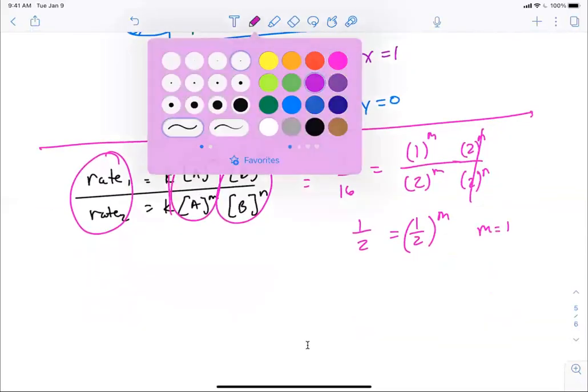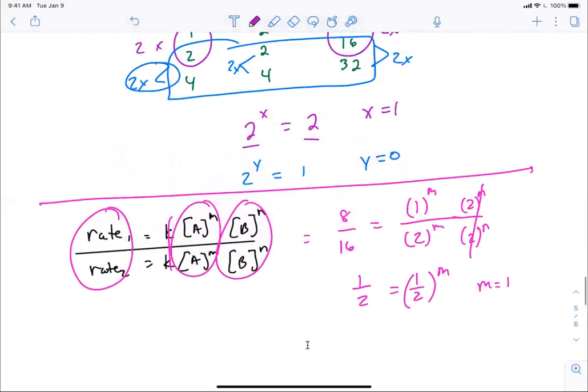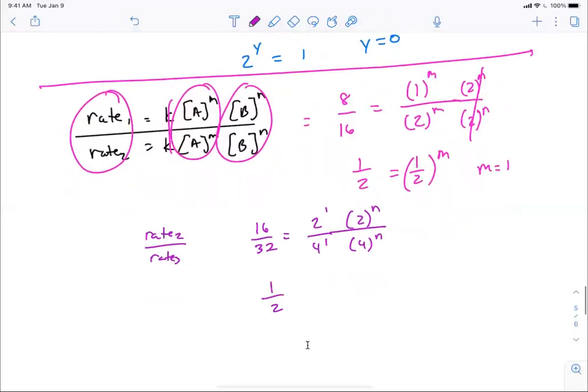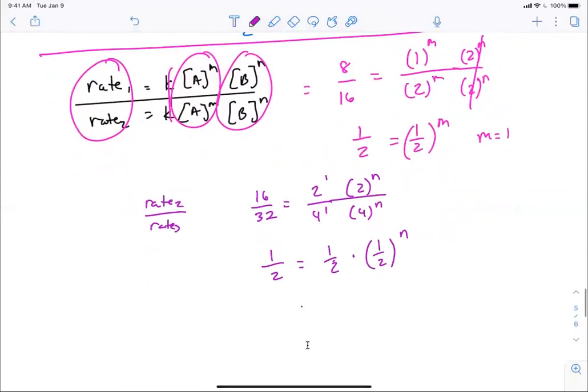So now we know A is 1, we can plug that in. And so we could do rate 2 over rate 3 to solve for B, because B is changing and A is changing as well, but we can factor that in. So it's 16 over 32 is equal to 2 to the 1 over 4 to the 1 times 2 to the N over 4 to the N. So this is 1/2 is equal to 1/2 times 1/2 to the N. We divide over, and N must equal 0 here.